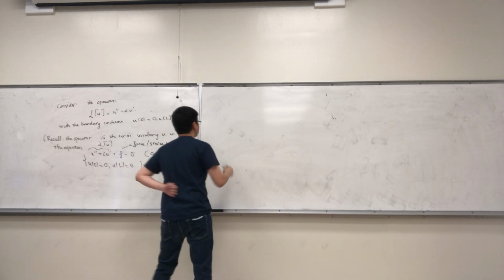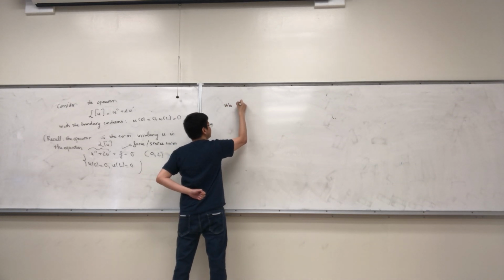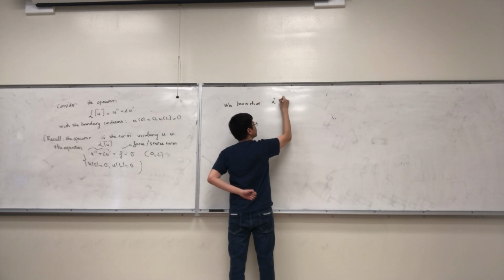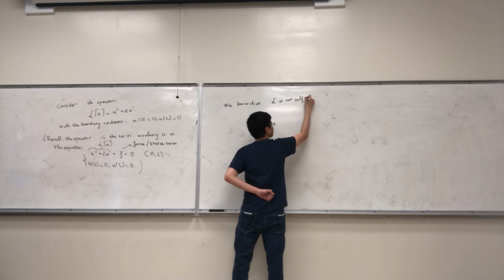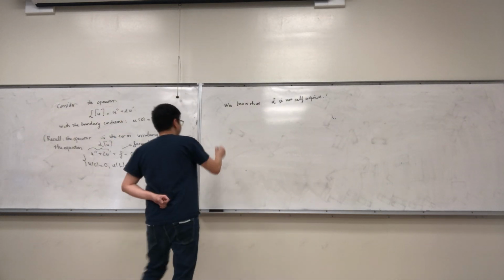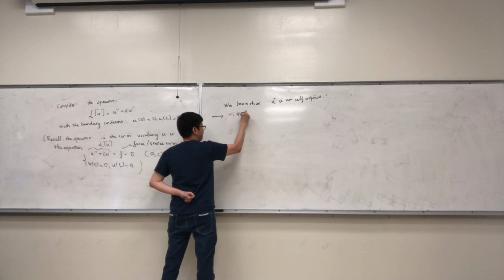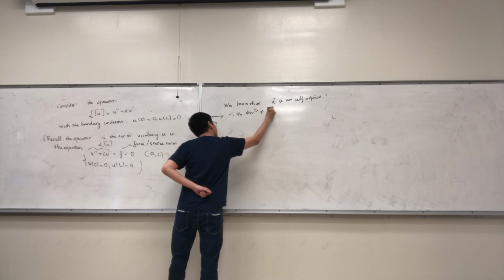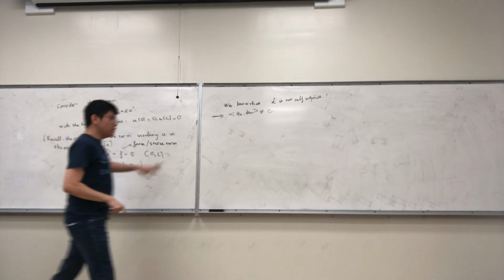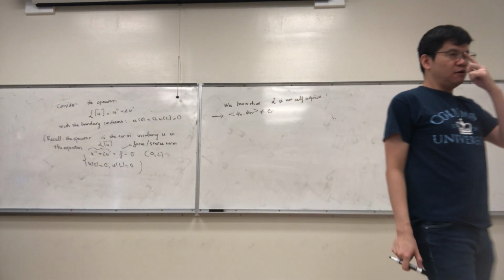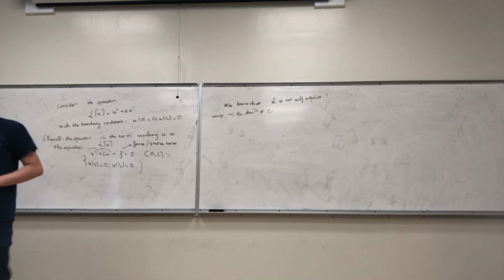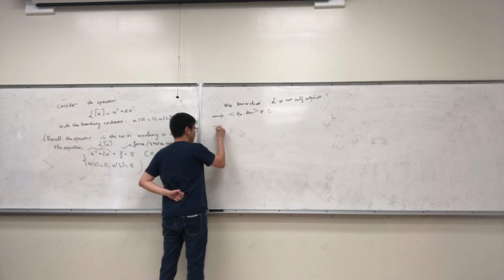So we know that this operator is not self-adjoint. L is not self-adjoint, which means that phi_n and phi_m are not orthogonal. Is it clear? In this case, we don't have self-adjointness, which means that the eigenvectors are not orthogonal. So this introduces the idea of weighted space.